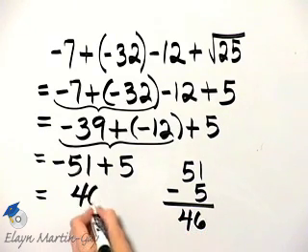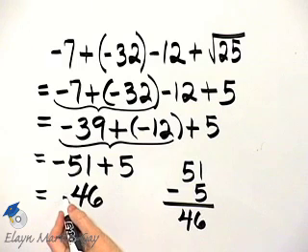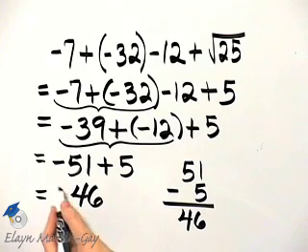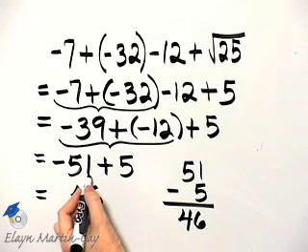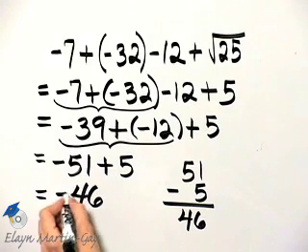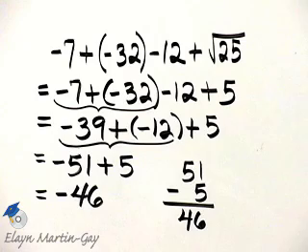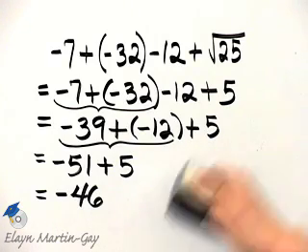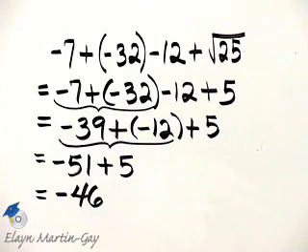And then what sign do we attach? We attach the sign of the number with the larger absolute value. This number had the larger absolute value. It's negative, so it is negative 46. And our original expression simplifies to negative 46.